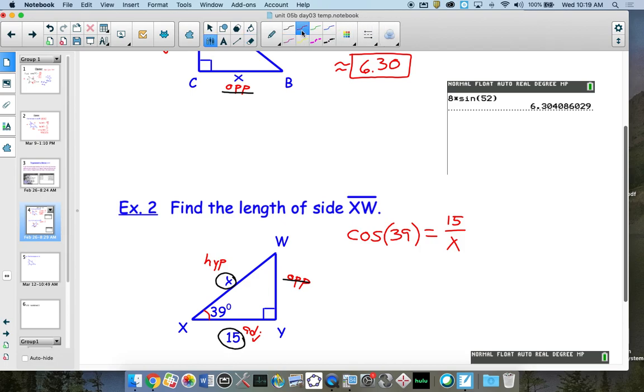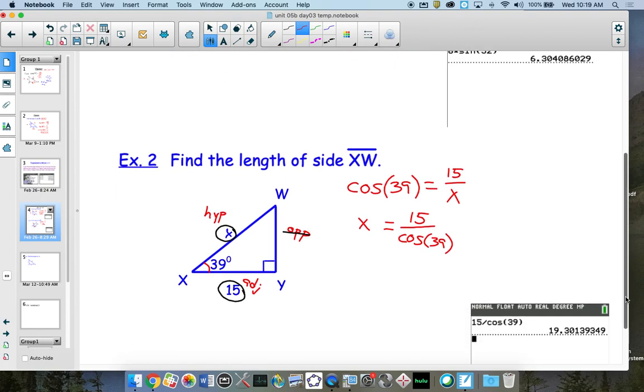So, let's solve this problem. Basically what I'm going to do is multiply both sides by x, so I'll have x on the left side, and then I'll divide the cosine 39 to the right side, and so after following those steps, this is what I'm going to wind up with. 15 divided by cosine of 39. And if you punch that in your calculator, you get about 19.30. And that's it. And that makes sense because we know the hypotenuse is the biggest side, so your answer should definitely be more than 15.